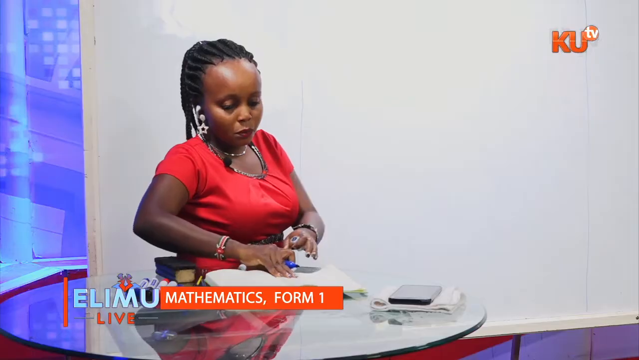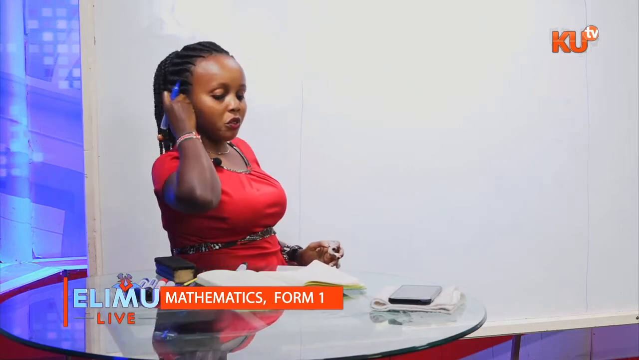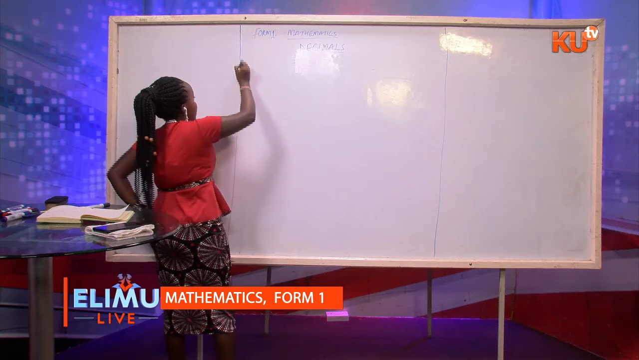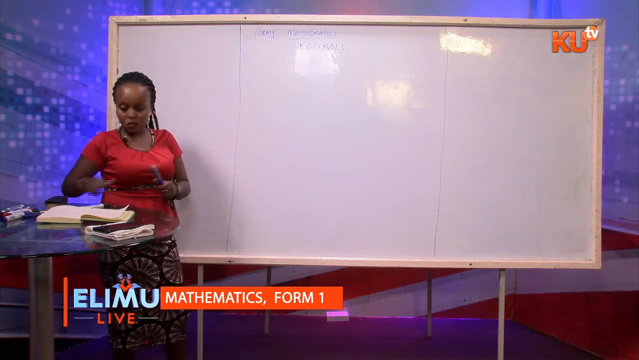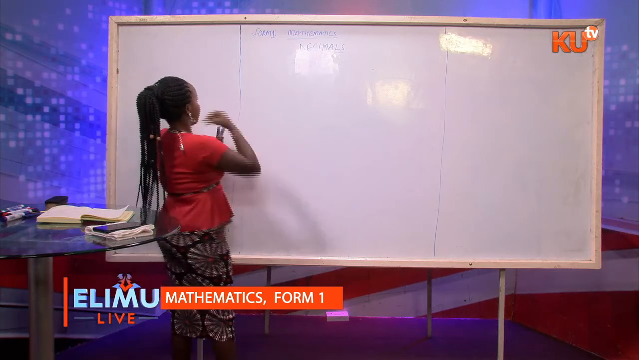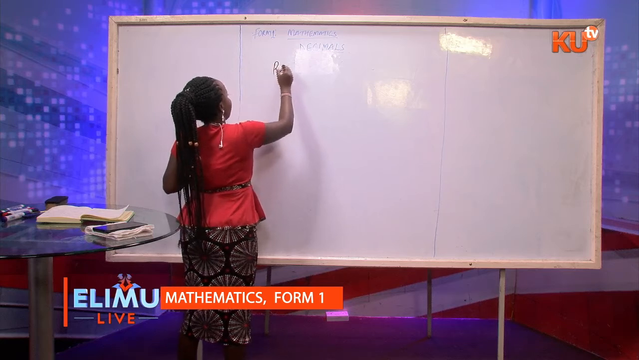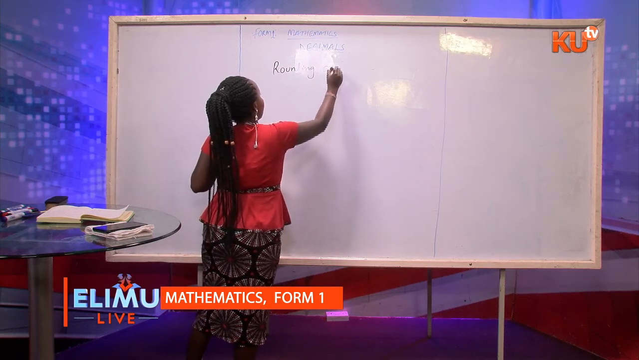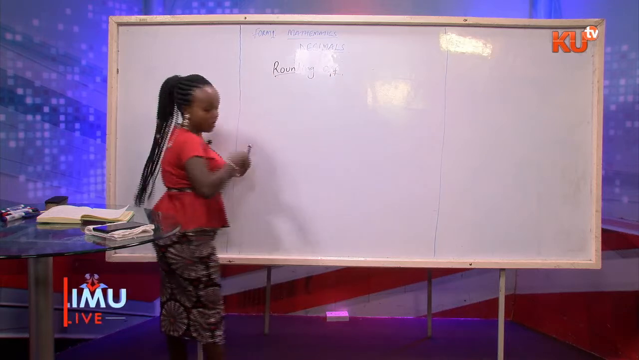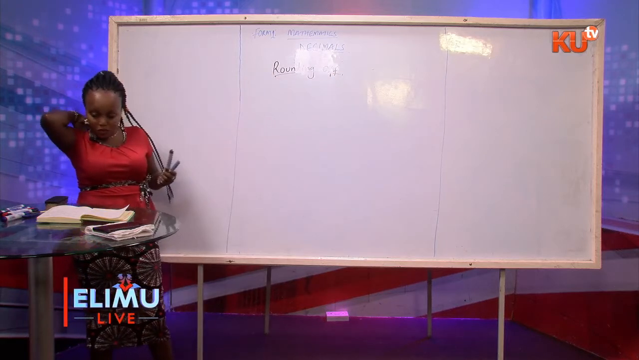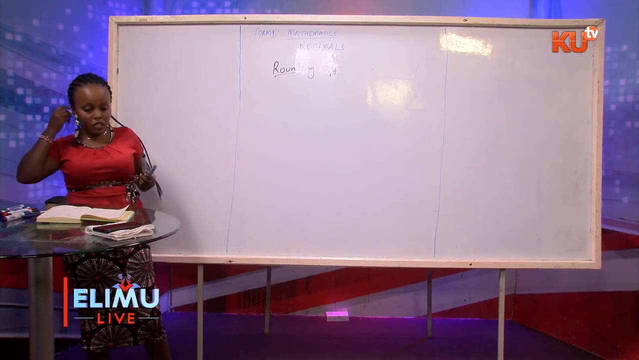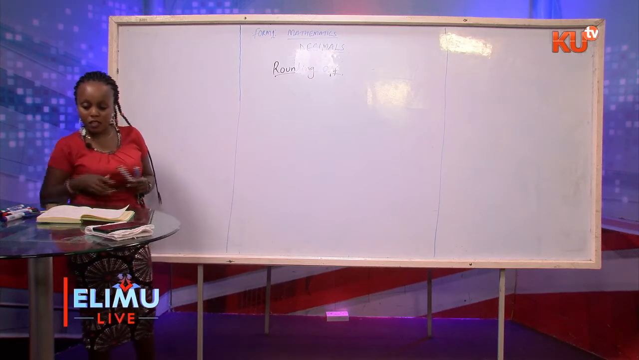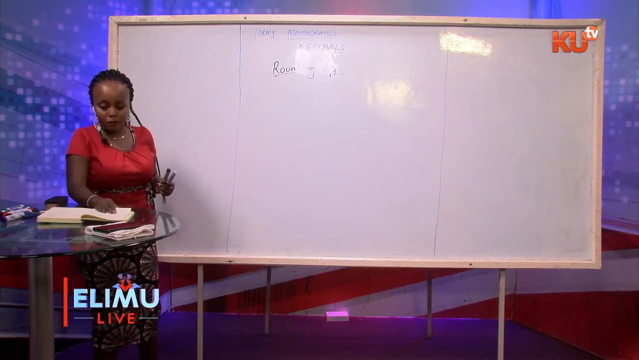The next thing that we were supposed to look at was how to round off decimal numbers into required decimal places. So this will be our subtopic, rounding off. So I can give examples of how we round off decimal numbers into decimal places. So let us have one example.